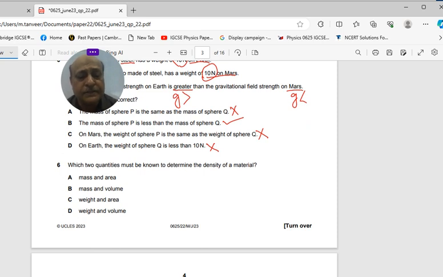Question number 6. Which two quantities must be known to determine density of material? Density is mass per unit volume. That is very simple. Mass per unit volume. So we need only two quantities, which is one mass and second is volume. Mass and volume. So B option is correct. Mass and area, that is wrong. Weight and area, that is also wrong. Weight and volume, that is also wrong.